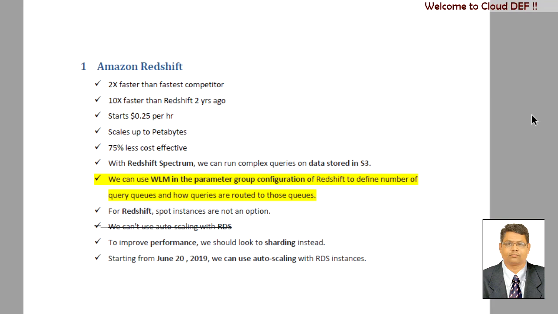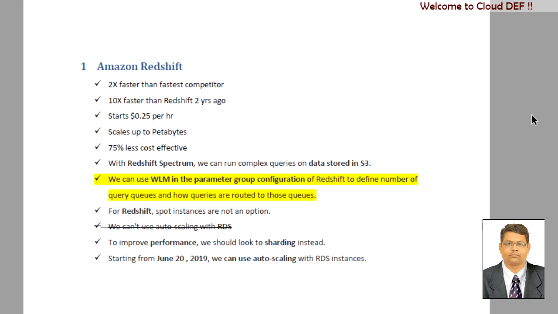For Redshift, spot instances are not an option. We can't use auto-scaling with RDS. To improve performance, we should look to sharding instead. Starting from June 20th, 2019, we can use auto-scaling with RDS instances.